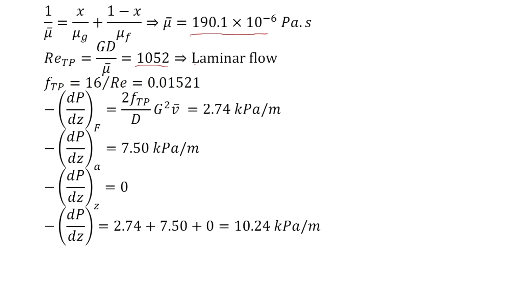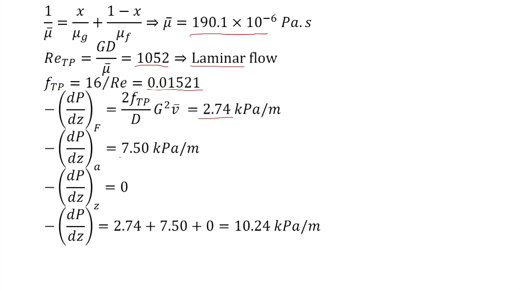1052, and the flow is again laminar. So, we calculate the friction factor using the laminar flow relation 16 by Re, and we get this friction factor, which is less than the friction factor calculated based on Re_FO. So, the frictional pressure gradient is calculated as 2.74 kilopascal per meter.